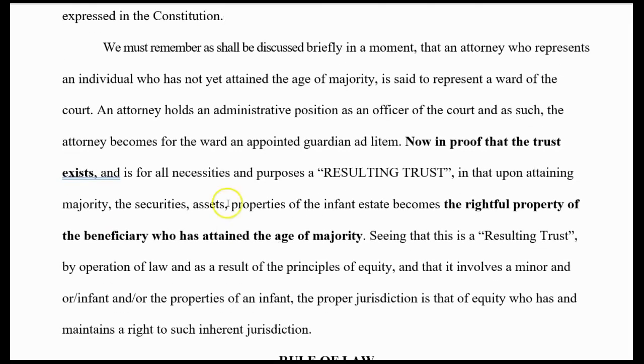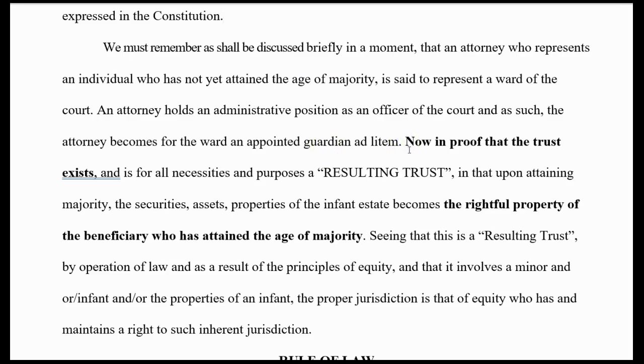We must remember, and it shall be discussed briefly in a moment, that an attorney who represents an individual who has not yet attained the age of majority, remember that doesn't have to be 18, that could also be an adult, is said to represent a ward of the court. An attorney holds an administrative position as an officer of the court, and as such the attorney becomes for the ward an appointed guardian ad litem.